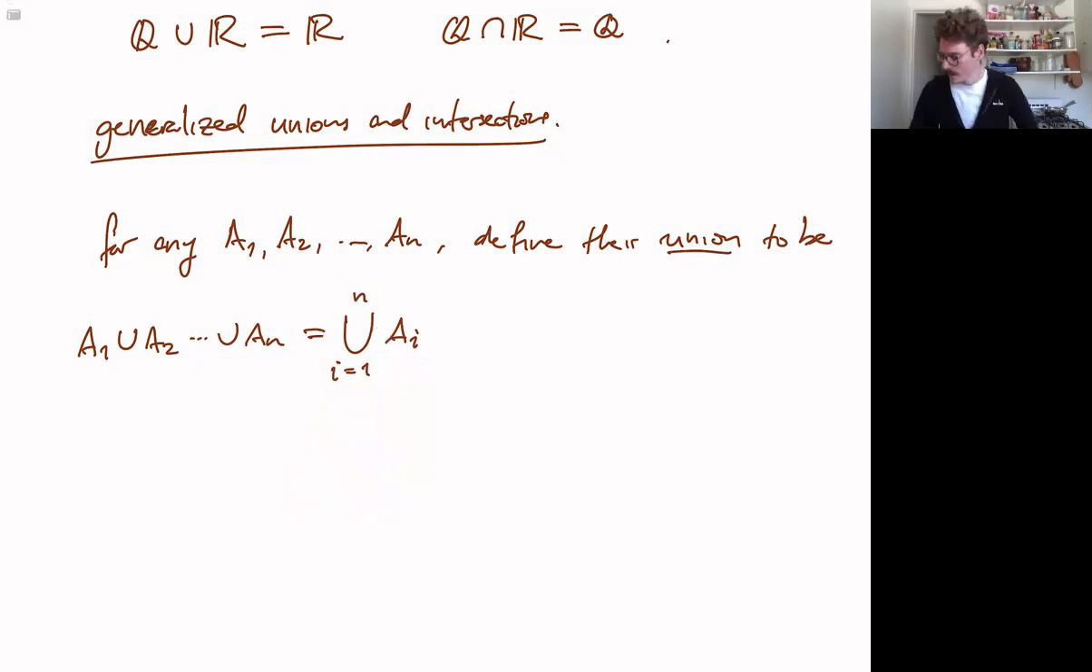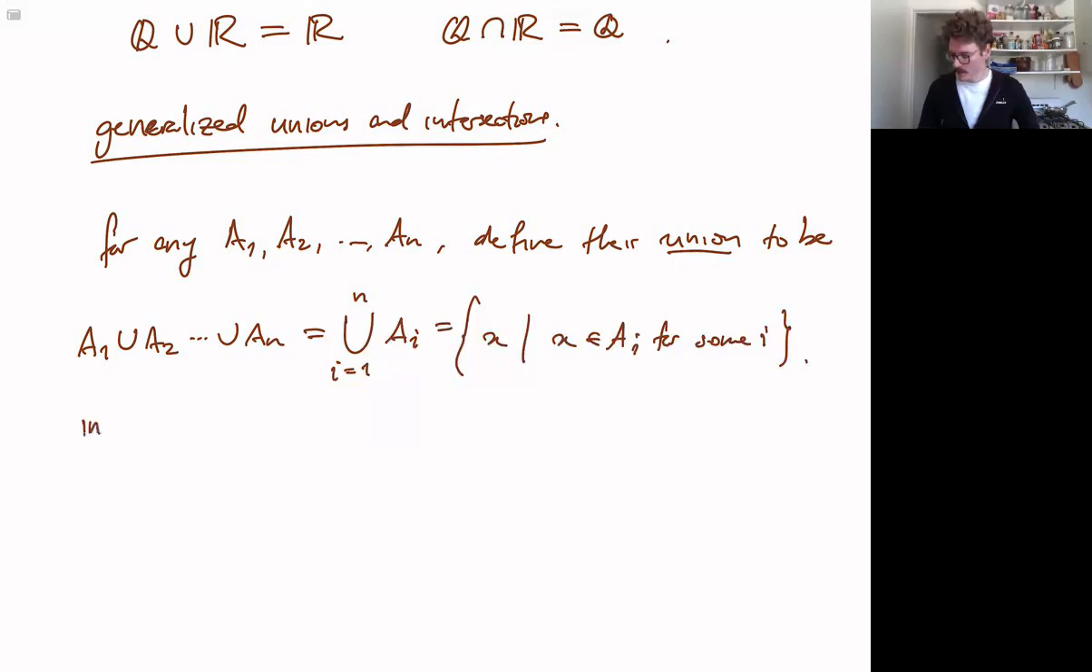And of course, maybe you can guess what this is, but let's write it down. This is elements x such that x is an element of Ai for some i. So if I wanted to say this in another way, I would say that there exists an i such that x is an element of Ai. So at least one, right?